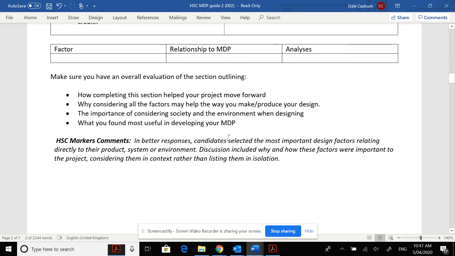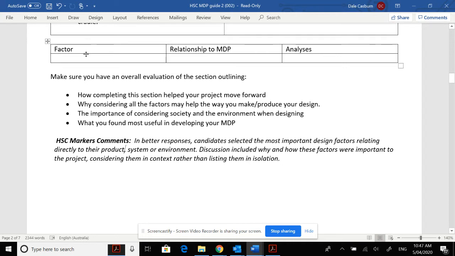In better responses, candidates selected the most important design factors relating directly to their product. So they didn't do 26 design factors that were irrelevant. They probably did, I would say, 8 to 10 design factors that were pretty relevant. And the discussion included the how and why these factors were important to the project and considering them in the context rather than listing them in isolation.